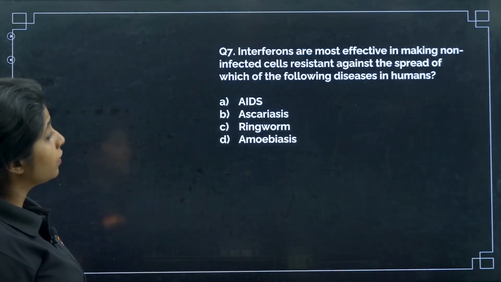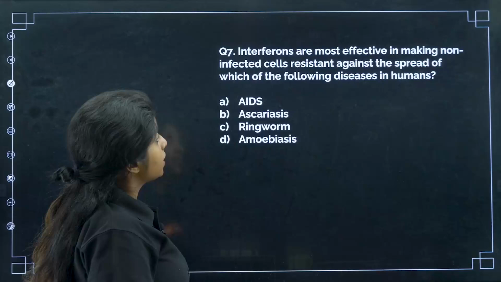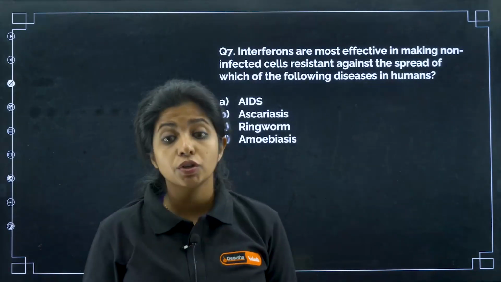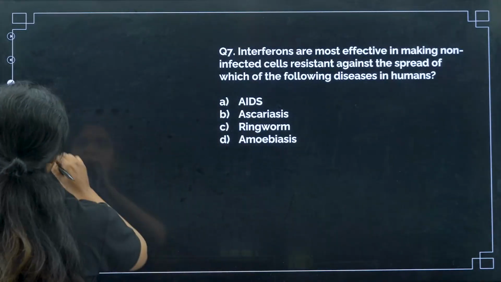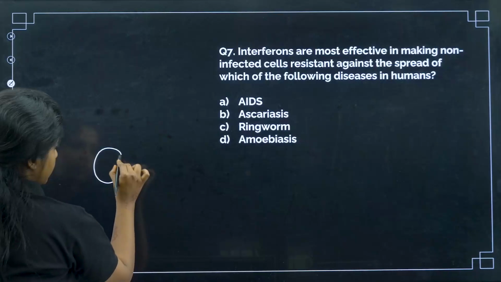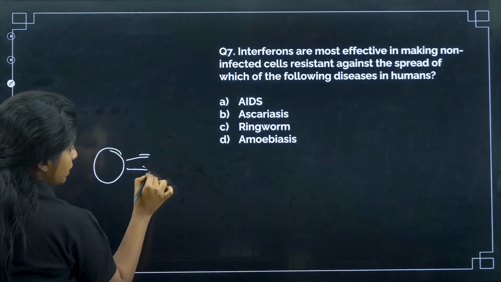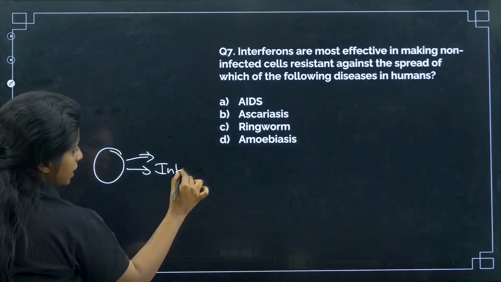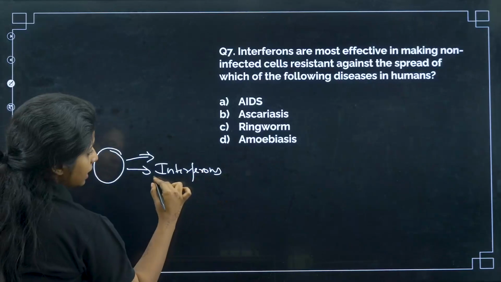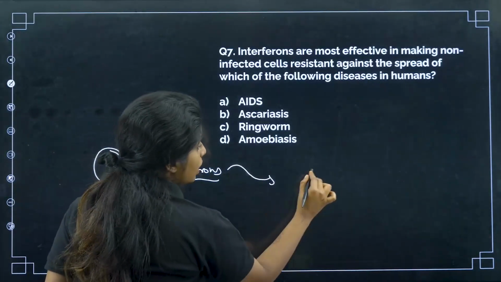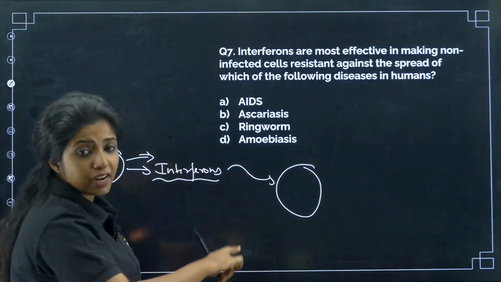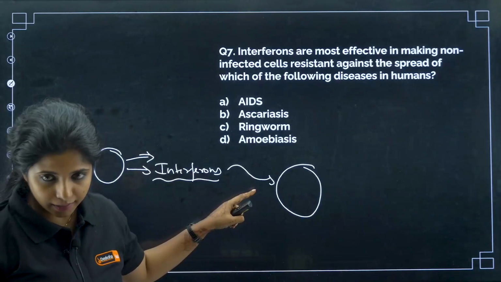Interferons are most effective in making non-infected cells resistant against the spread of which of the following diseases in humans? So interferons, basically what do? Suppose one cell is affected. These cells are going to release something that is known as interferons, and these interferons are going to alert other cells that, hey, there is some problem happening over here.